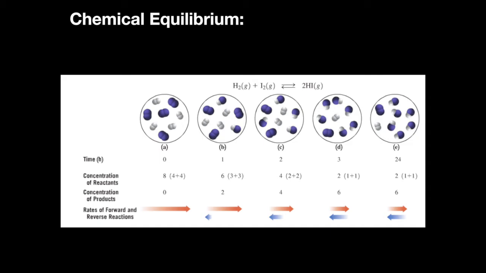The second thing that affects your reaction rate is the concentration of reactants. So the more reactants you have, the faster your reaction rate, because you're going to have more collisions.